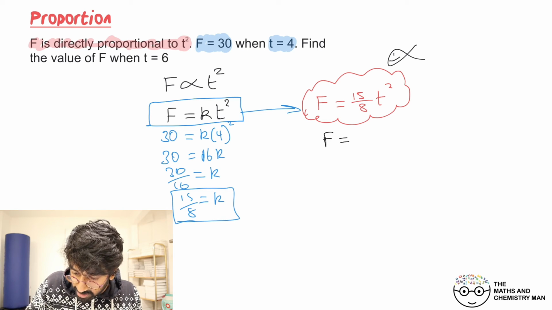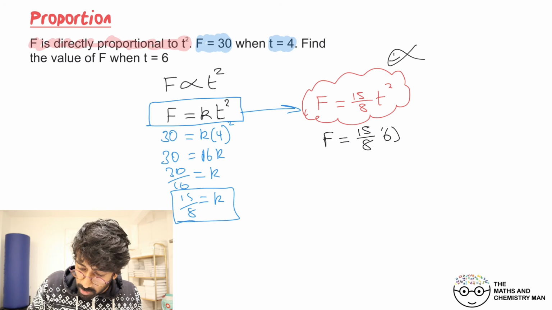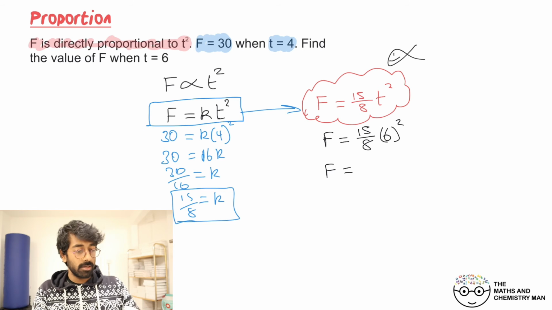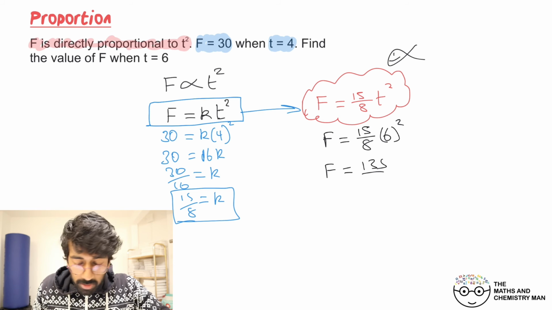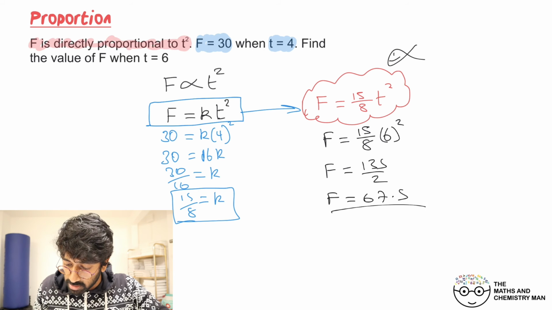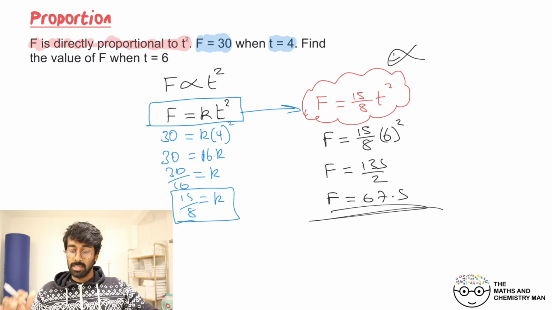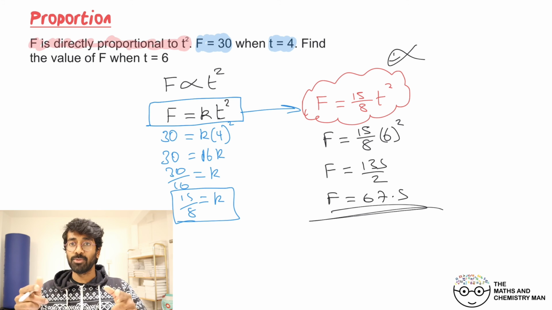We'll have f is equal to 15 over 8 times by, we've got 6 squared. There we go. So we'll multiply those together. What does that give us? So 15 over 8 times by 6 squared is going to give us 135 over 2. Or if we're putting that as a decimal, that there is 67.5. And there it is.